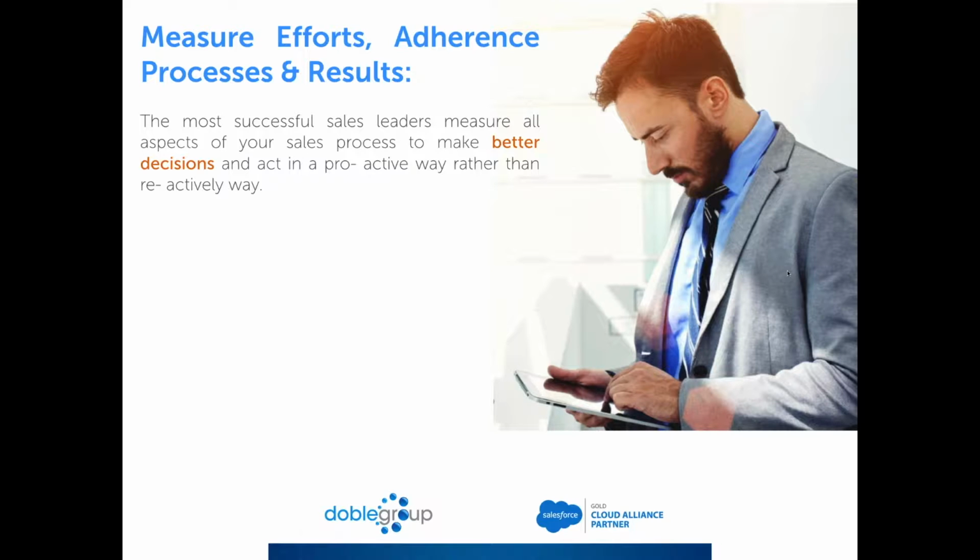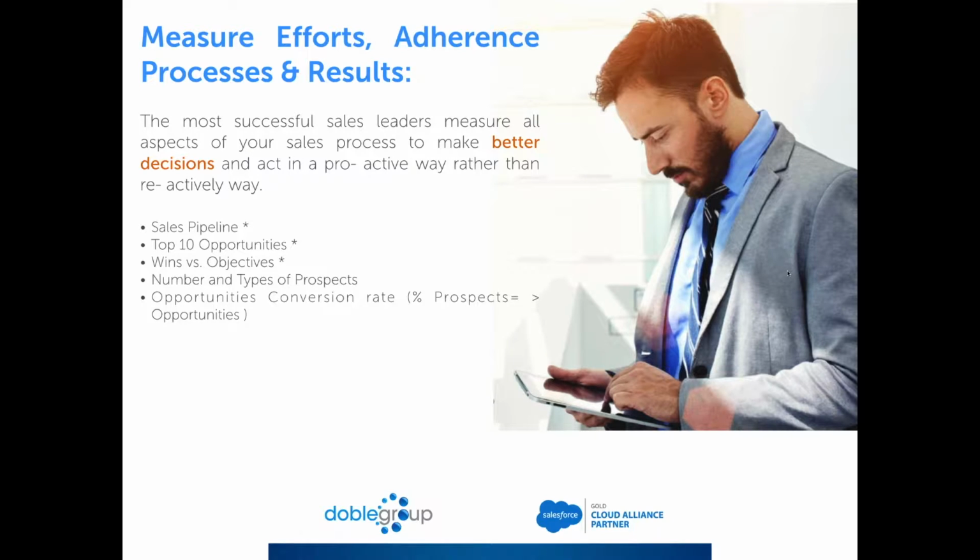So what are the things that you want to be looking at? Your sales pipeline, we discussed that. Your top 10 opportunities, your wins versus your objectives, all that, that's important. The number and types of prospects that you have. The opportunity conversion rate. Okay, that's why we talk here about not just did I reach the target, how much of your opportunities are converting? Because if you have a low conversion rate, you probably have a qualification issue or you have a bad lead issue. Okay, so you can't tackle the problem unless you're doing the analysis.